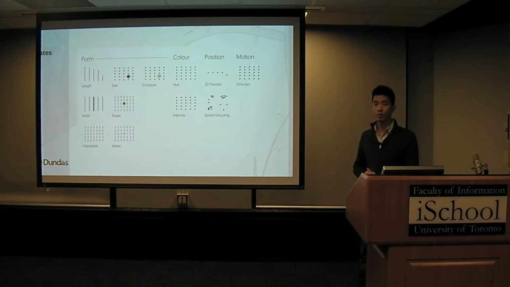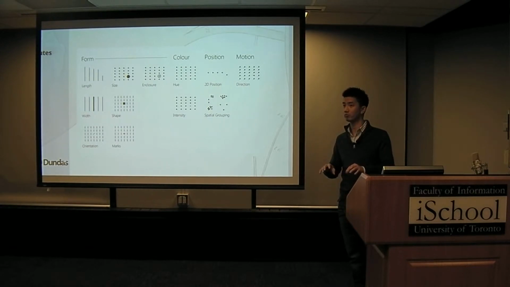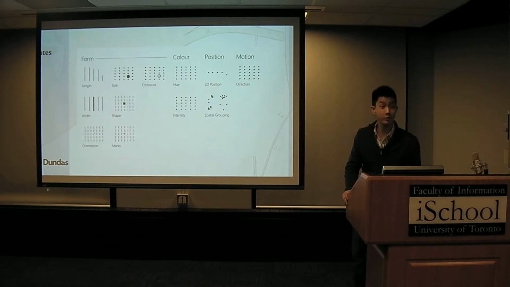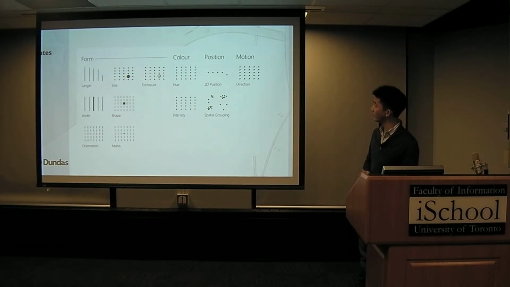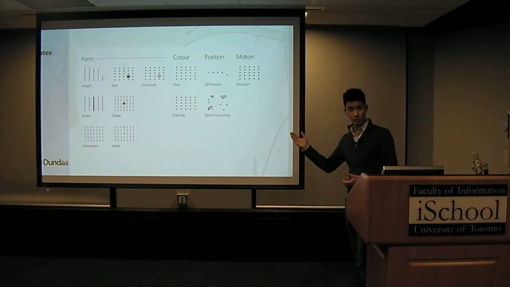Of the ones you see here, which ones do you think are good for presenting quantitative values? Is that question clear? So which one of these attributes would you use to show numbers? Or differences in numbers? 2D position. Yeah, definitely. A very powerful way of showing quantitative values. Anybody else? Length or size? Length and size.